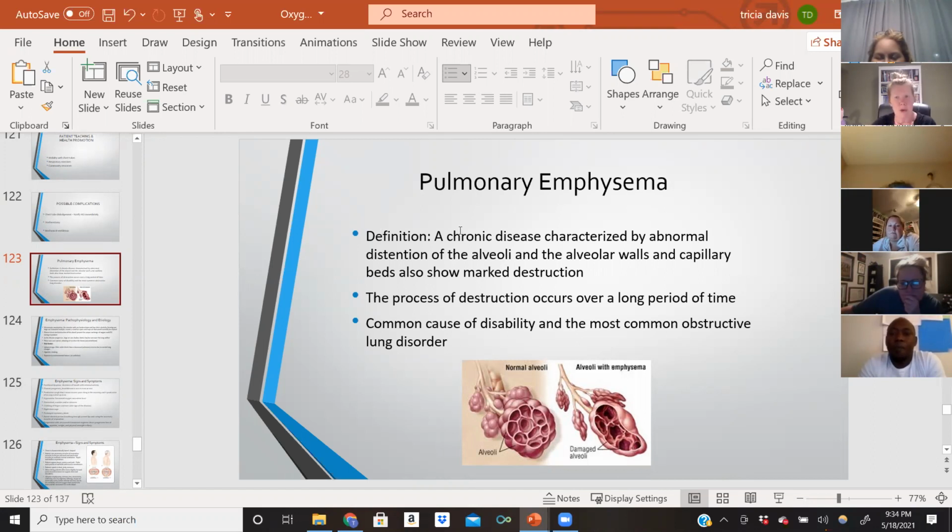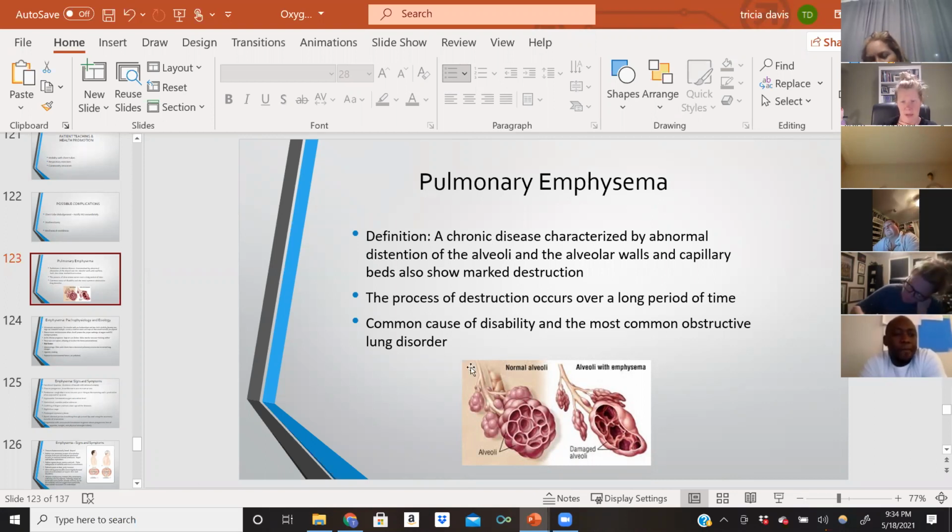All right, so pulmonary emphysema. It is a chronic disease characterized by abnormal distension of the alveoli and those alveolar walls and the capillary beds. When you see them, they show marked destruction. The process of destruction occurs over a long period of time. This is not an acute illness. It's a chronic illness. It's the most common cause of disability and the most common obstructive lung disorder.